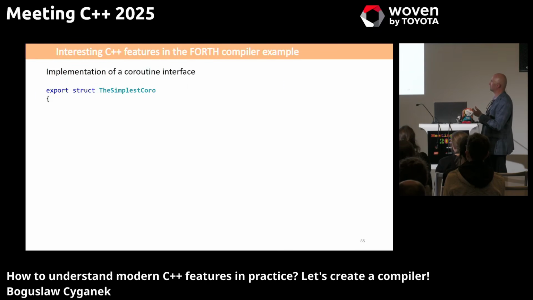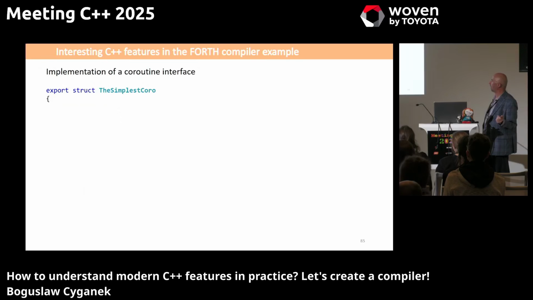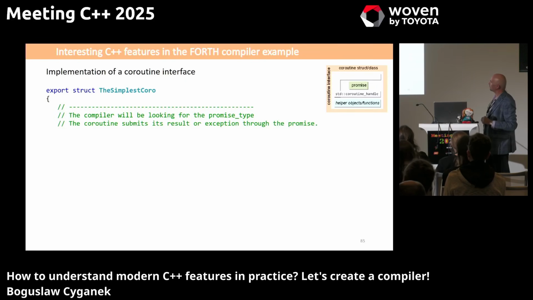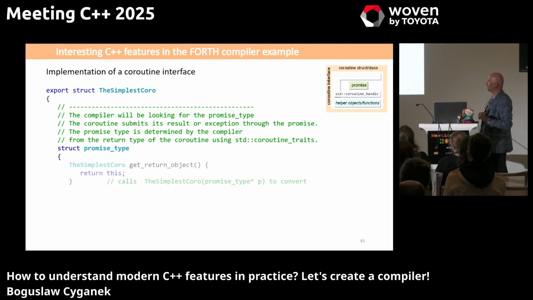This is the simplified version. So now we have to implement this framework. This is this part on the left, the return value. So this is the main framework, actually. How do we define it? The simplest one. You see, we are going to define these objects. The compiler is looking for promise_type. How it does it can be controlled by coroutine_traits. But you see, we have a structure in a structure. So this is what the compiler is looking for.